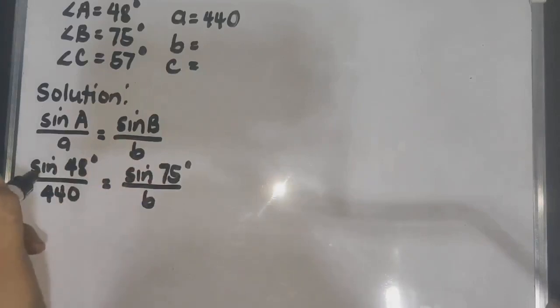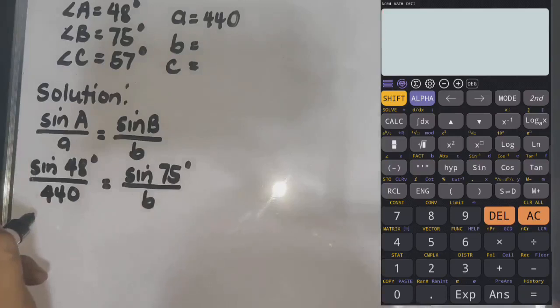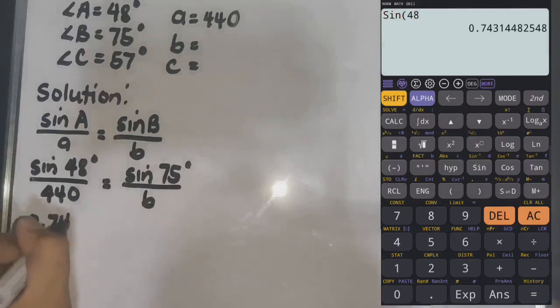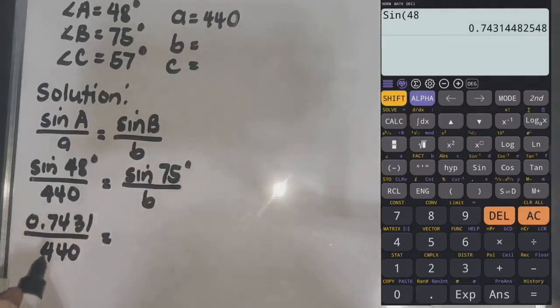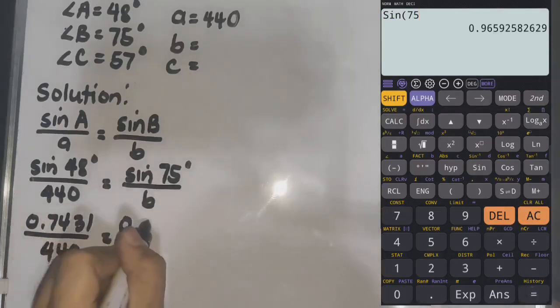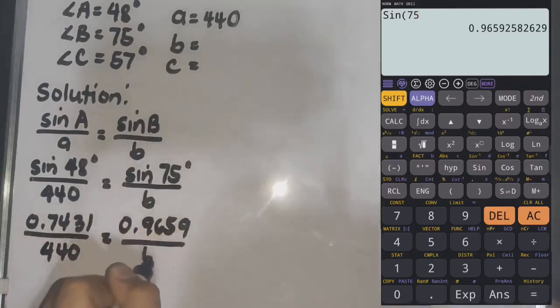So, simplify muna natin. Kuhanin natin yung value ng sine of 48 degrees. So, press a calculator, sine, then 48. You will get 0.7431. So, i-round off. Okay, so dapat ay 4 decimal places. Over 440 equals sine of 75 degrees. Press sine, then 75 degrees. So, 0.9659 over B.